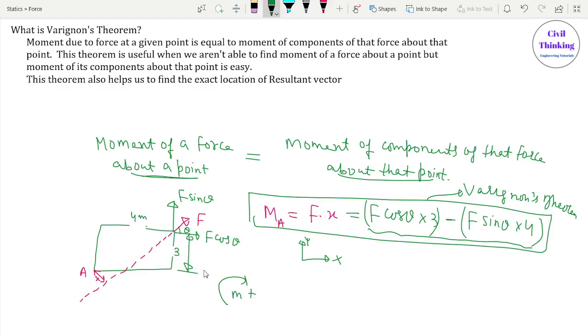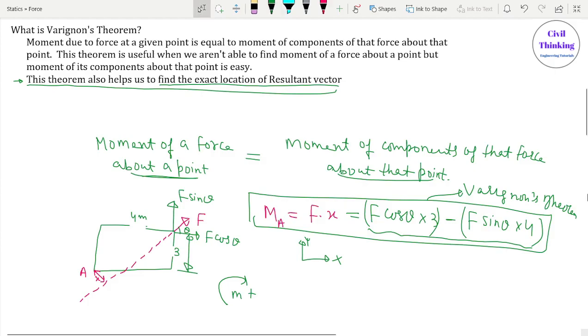So let's move on. Now there is another point. This theorem also helps us to find the exact location of the resultant vector. You will understand this statement with the help of an example which I will solve at the end of this video lecture. Okay, so let's move on.